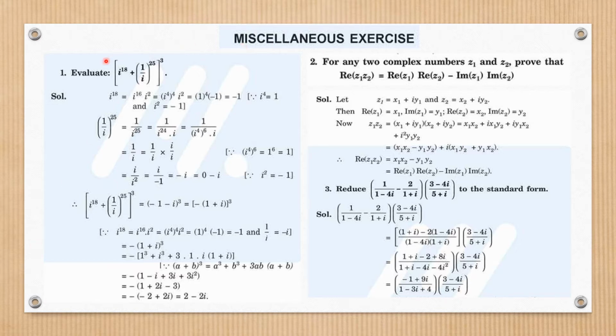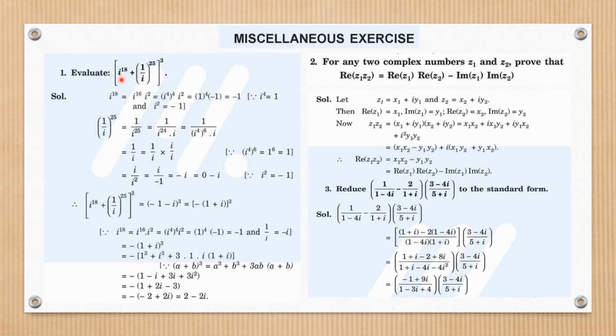Miscellaneous exercise, question number 1. Question number 1 is iota raised to power 18 plus 1 upon iota raised to power 25, whole cube. Now listen, one thing here: you should not go for opening of (a plus b) whole cube first.